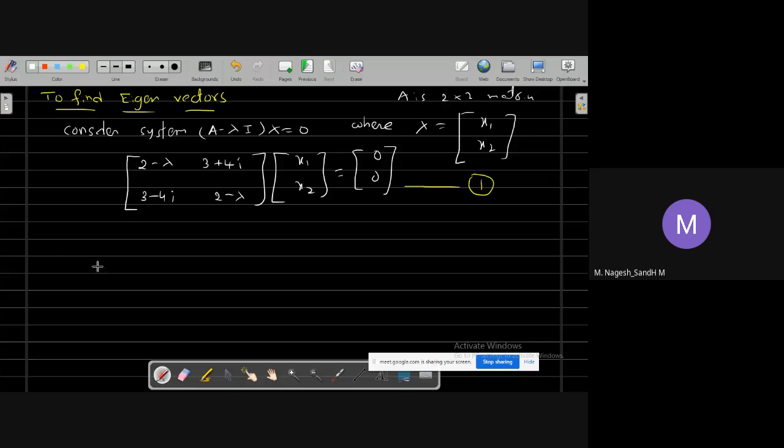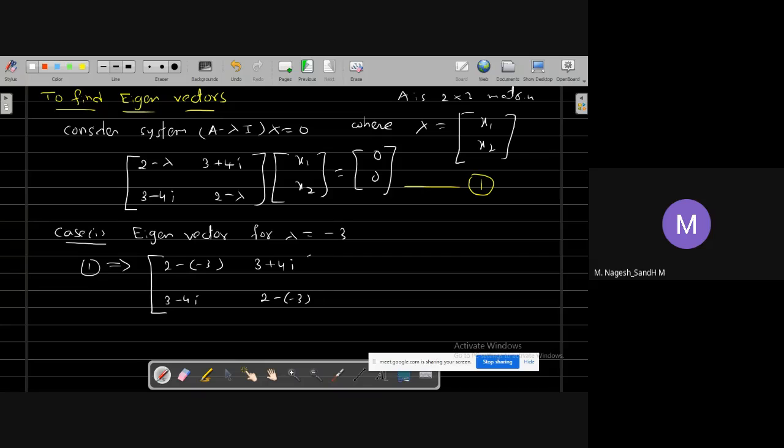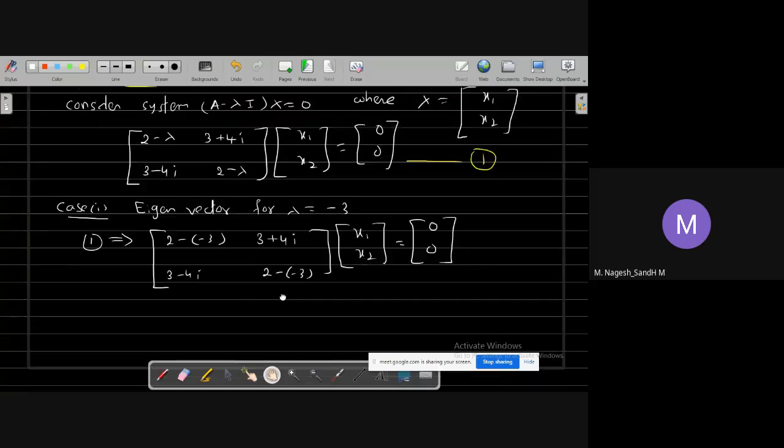So now case 1, eigenvector for lambda equal to minus 3. So now equation 1 implies, how can we write? 2 minus of minus 3, 3 plus 4i, 3 minus 4i, 2 minus of minus 3, into x1, x2 is equal to 0, 0.